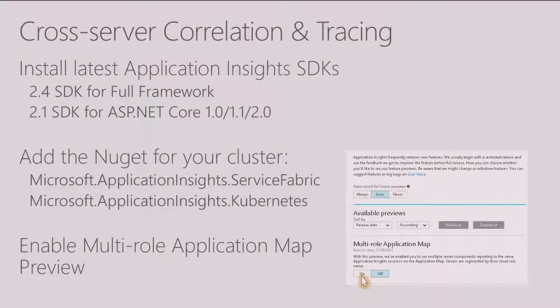So how do you get this awesome new stuff? Well, today we've announced the release of our new Application Insights SDKs. So you can simply install the 2.4 SDK for .NET Full Framework applications or the 2.1 SDK for ASP.NET Core applications. And then you add the NuGet package that's specific to the cluster you're running on. So today we've also released the Application Insights.ServiceFabric NuGet package and the Application Insights.Kubernetes NuGet package that you can use, and that'll add that cluster-specific or orchestrator-specific information.